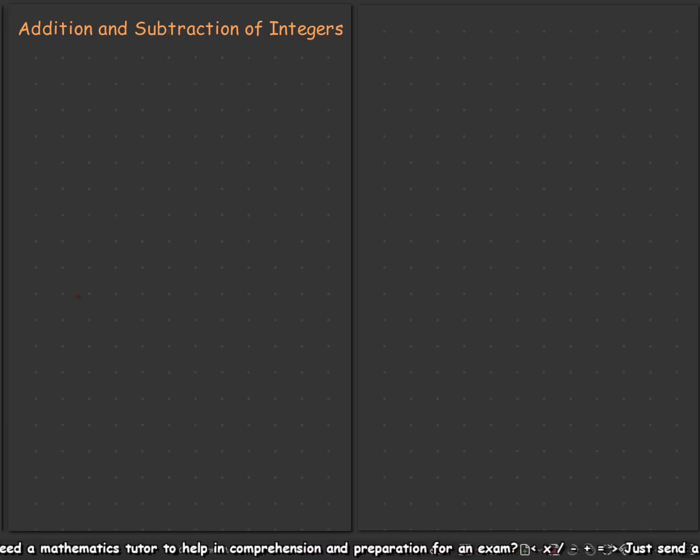Now in this lesson we are looking at how to add and subtract integers. In our previous lessons we have looked at an introduction to integers, and then we've looked at how to compare these integers as well. Stay tuned, take your notebook and your pencils, and let's practice along as we go through this lesson.